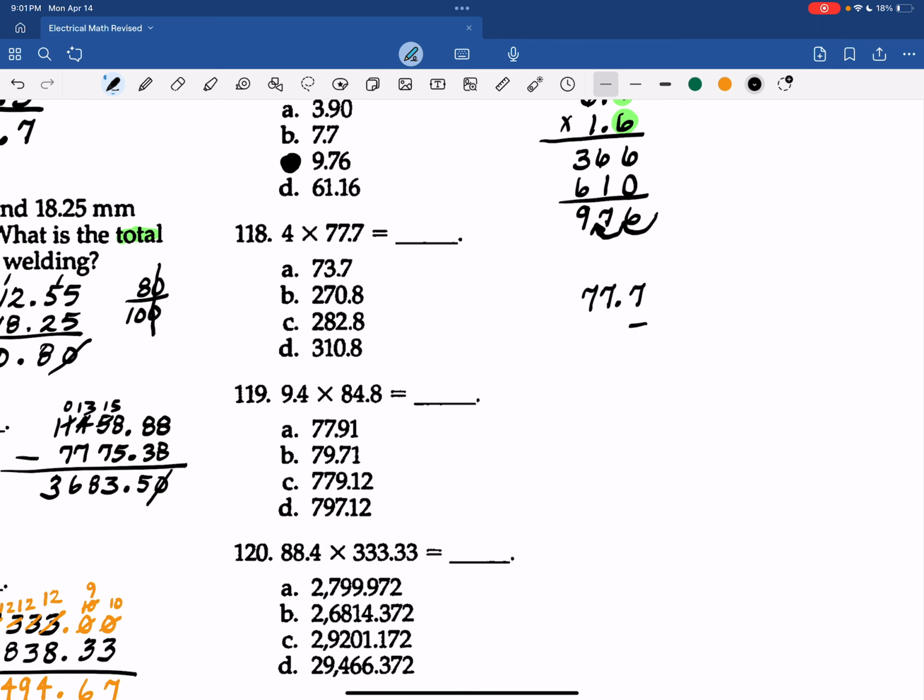77.7 times 4. That's 28. 30. 28 plus 3 is 31. You have 1 decimal place, so that's 1 scoop. 310.8.